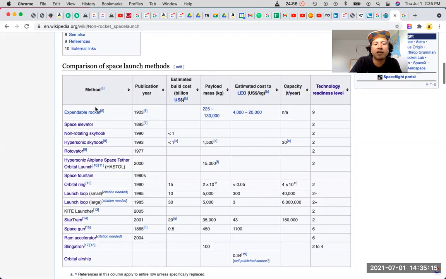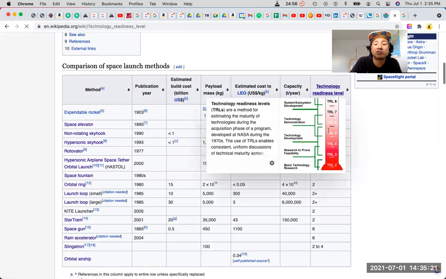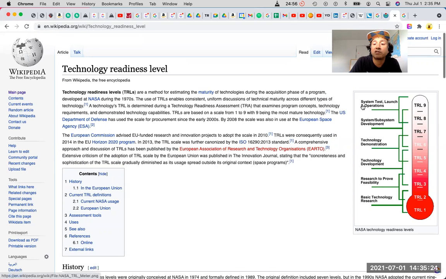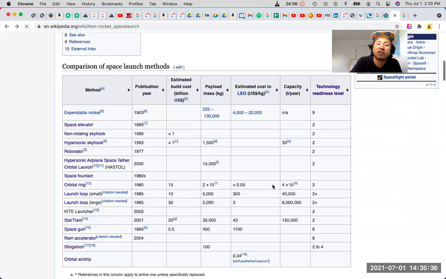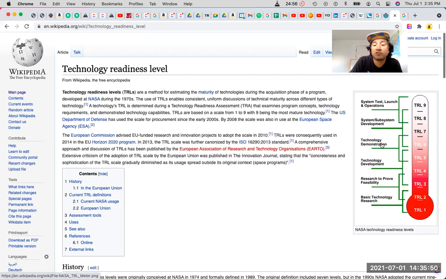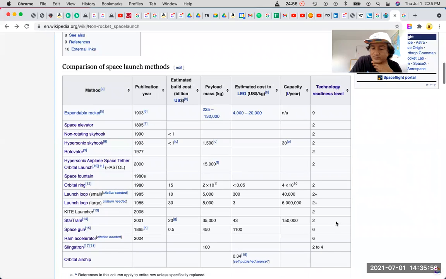And if you look at an expendable rocket, technology readiness level is 9. I think that's the highest rating. That means the system is tested, launched, and is in operations, right? Research may have its own set of readiness levels. Whereas something like a RAM accelerator or a space gun is at a 6. It's not necessarily a 2, but it's a 6, right? So a 6 means there's some demonstration of this technology, that's really interesting. I've never thought about it.